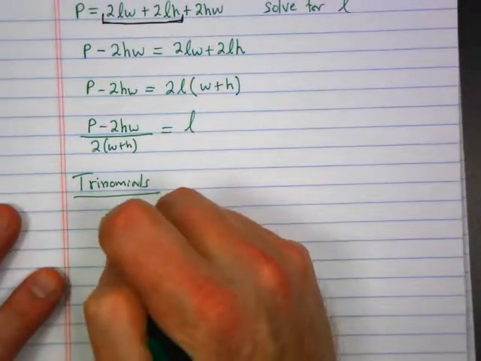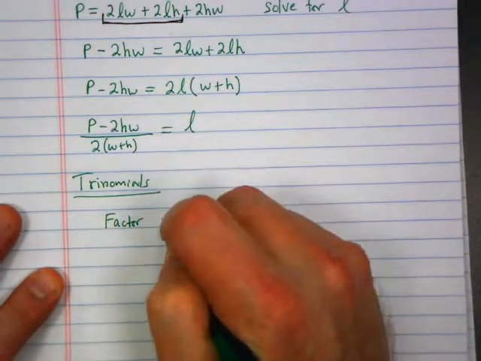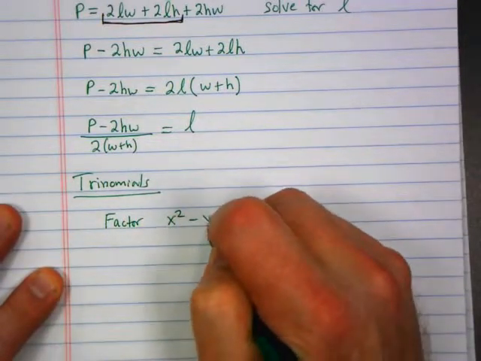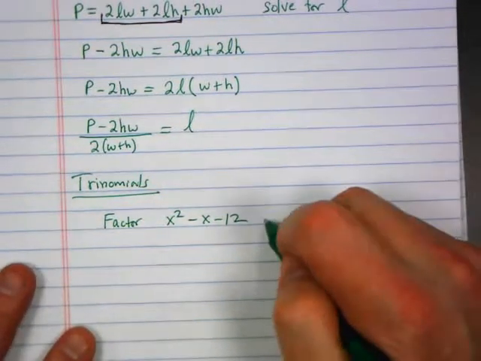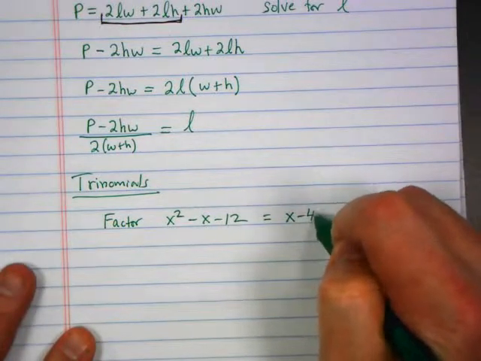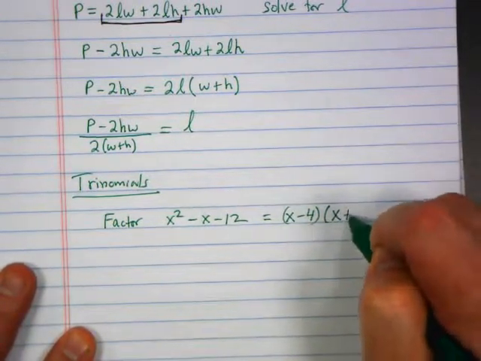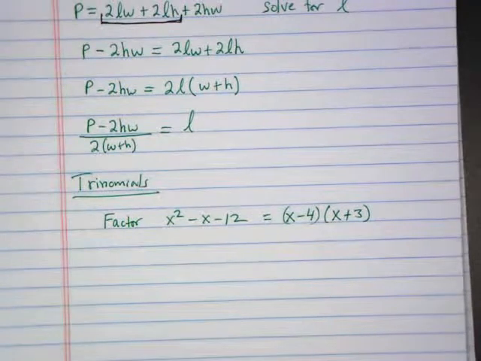I might have asked you to factor x squared minus x minus 12. And you would tell me the answer is x minus 4 and x plus 3. And I would tell you you're correct.